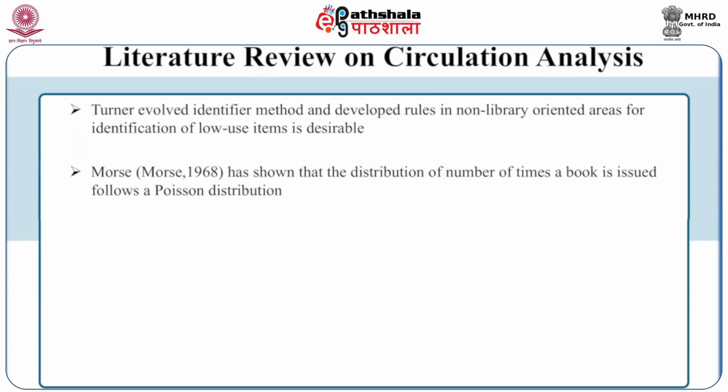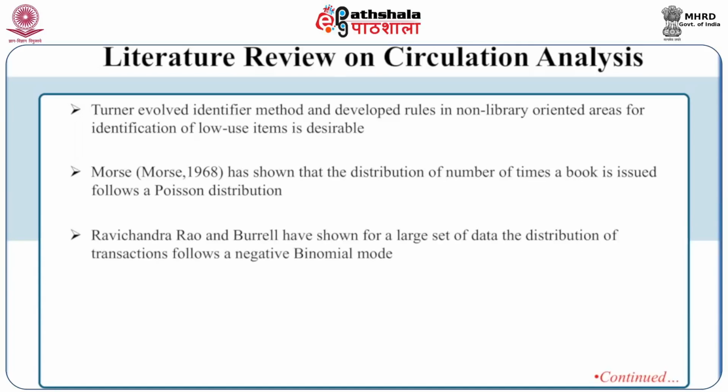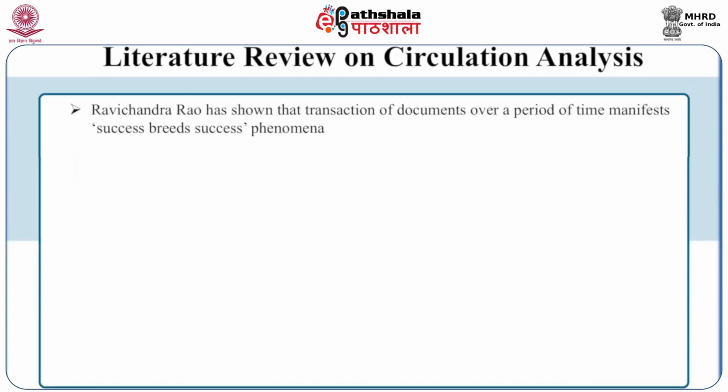The next significant contribution on circulation data analysis was made by Morse. Morse has shown that the distribution of the number of times a book is issued follows a Poisson distribution. Ravichandra Rao and Burrell have shown that for a large set of data, the distribution of transactions follows a negative binomial model. Rao has also shown that transaction of documents over a period of time manifests the success breeds success phenomenon.